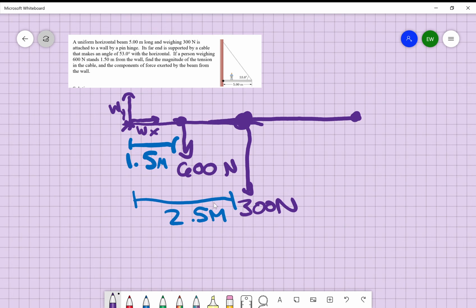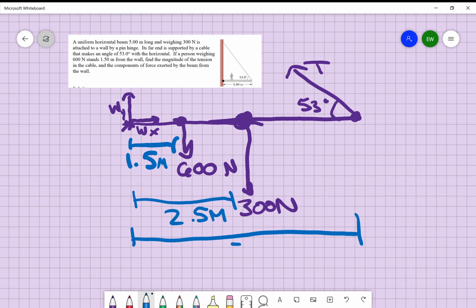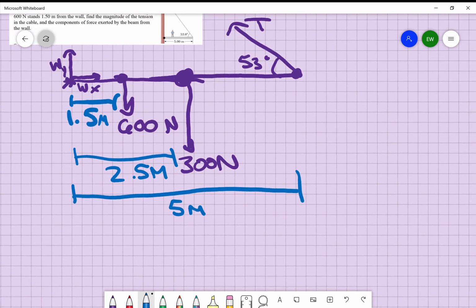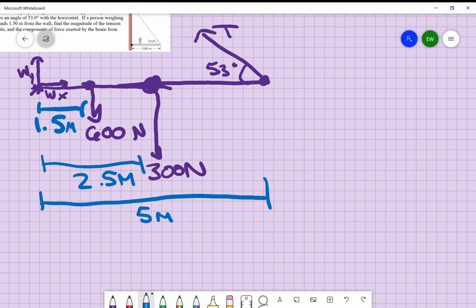At the end, we have the tension in the cable, which we do not know, at an angle of 53 degrees. And that total distance will be my 5 meters. All right, we've got everything we need. Now we need to make it into an equation. I like this purple. It's a nice purple.